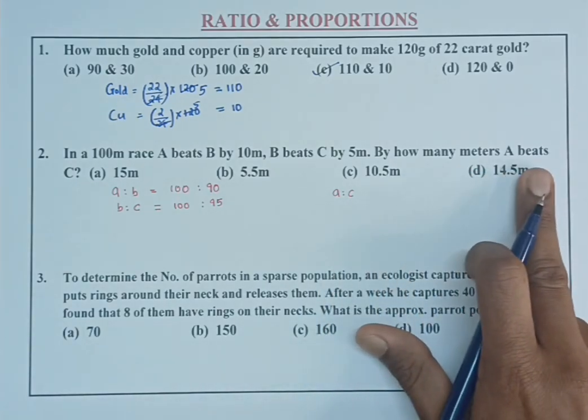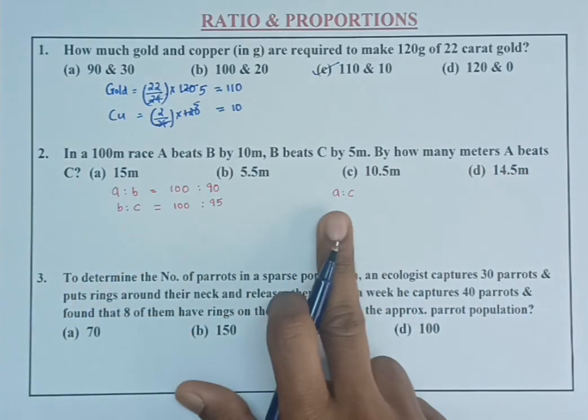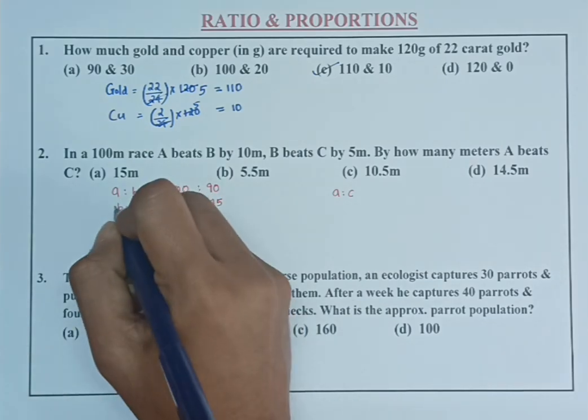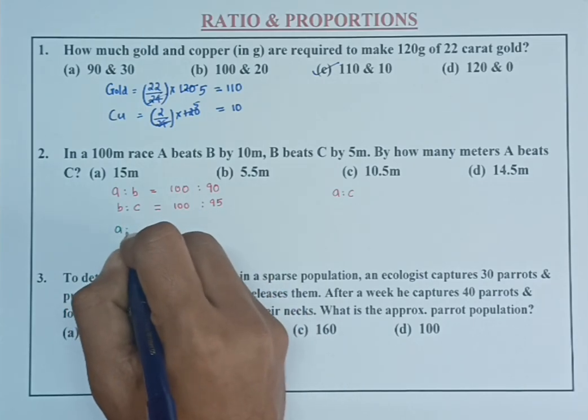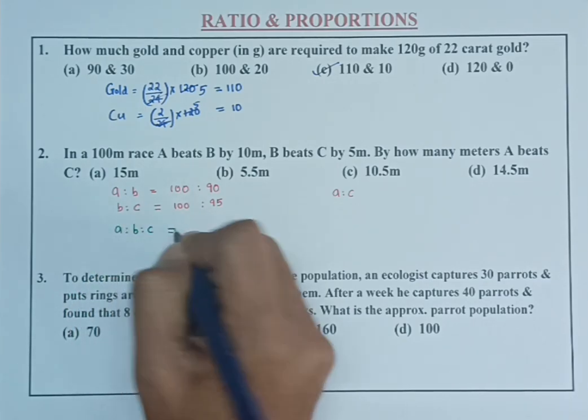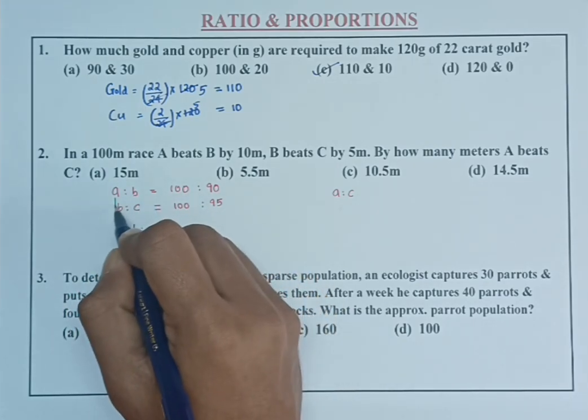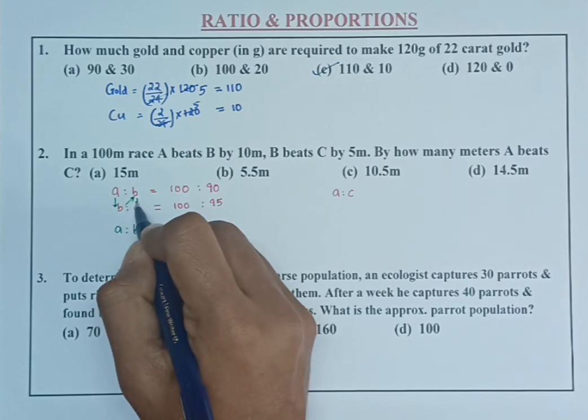How many meters does A beat C by? So that is A is to C. We learned a trick to find this out. If you want to find the ratio A is to B is to C, then multiply this, then this and this.